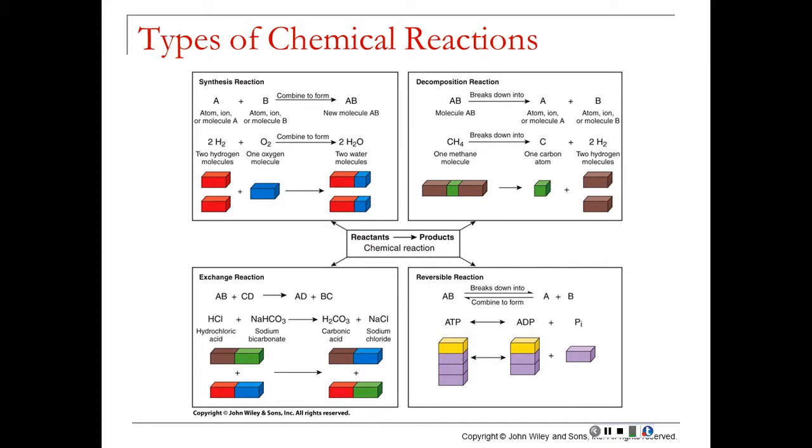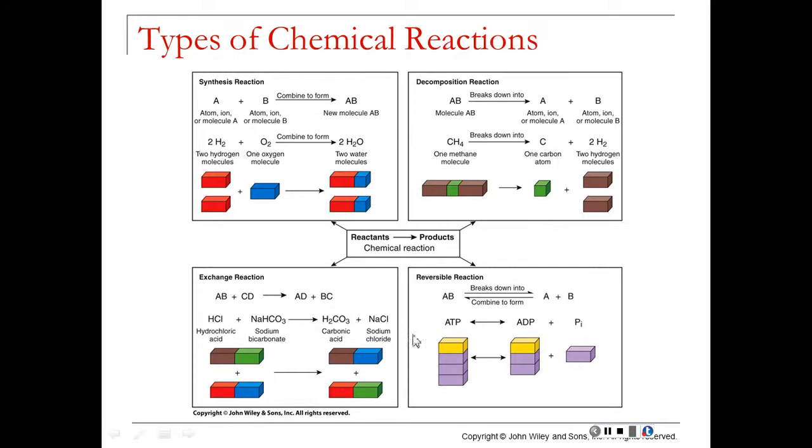The synthesis reaction up here in the top right corner, where A and B combine to create AB, whereas a decomposition reaction would be where the molecule AB breaks down to form A and B. An exchange reaction, in this case AB and CD, create AD and BC. And then the reversible reaction, where you have AB creating A plus B, and then A plus B creating AB, kind of back and forth reaction.